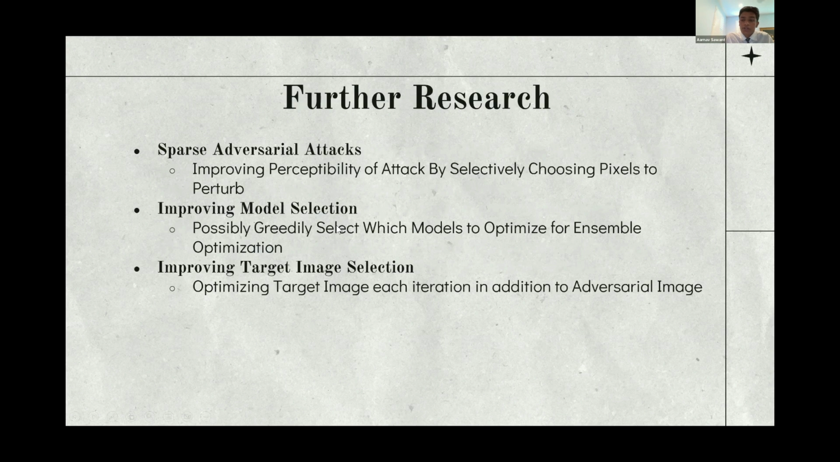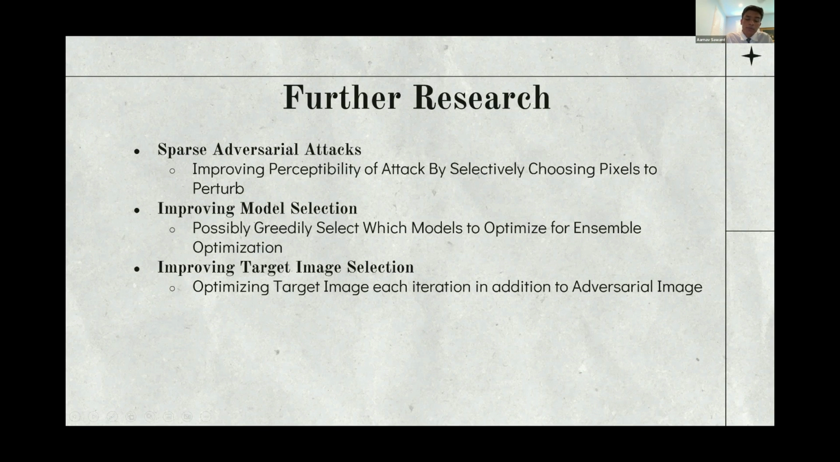For further research, we'd like to focus on 3 main categories. The first is sparse adversarial attacks. Currently, we apply our perturbation to the whole input image. So we feel that by improving pixel selection to only perturb certain pixels, we could improve the imperceptibility of our attack by selectively choosing pixels to perturb.